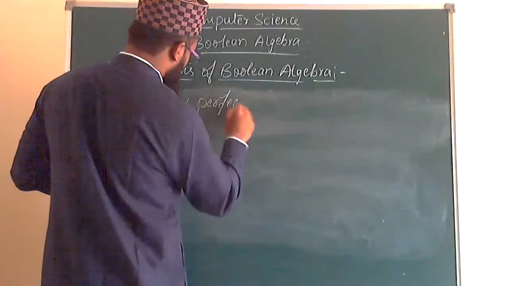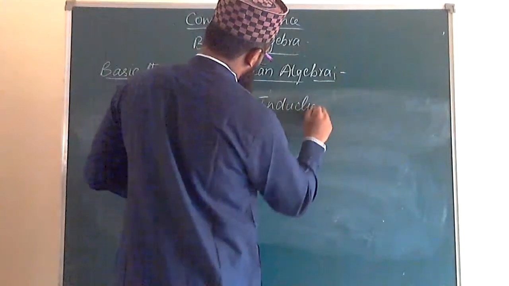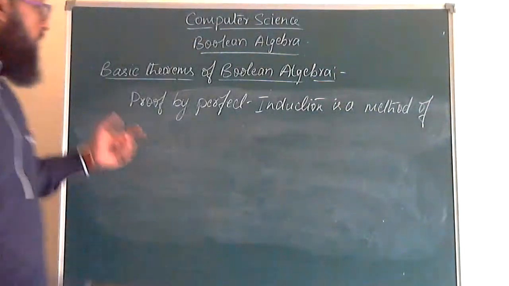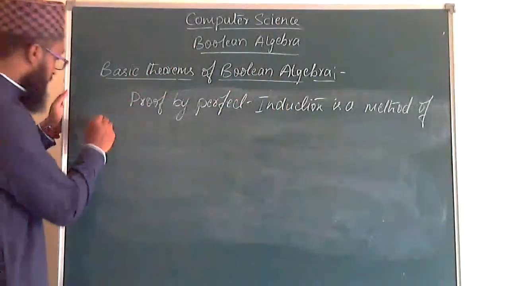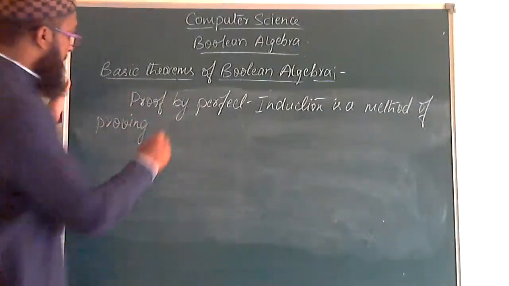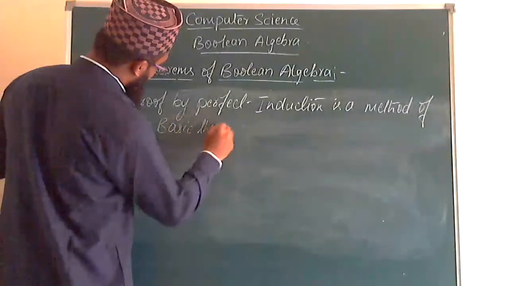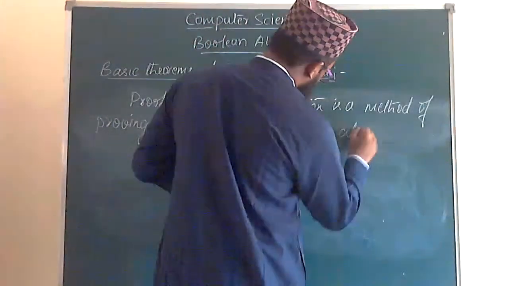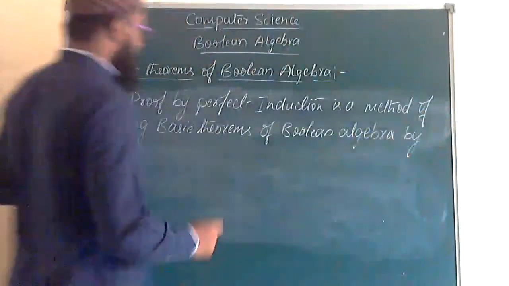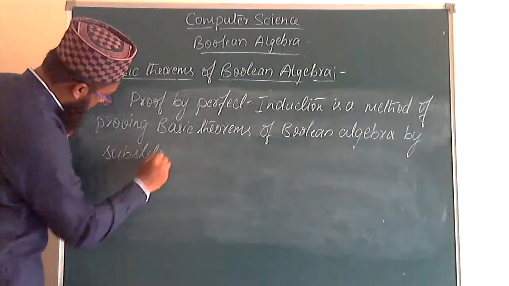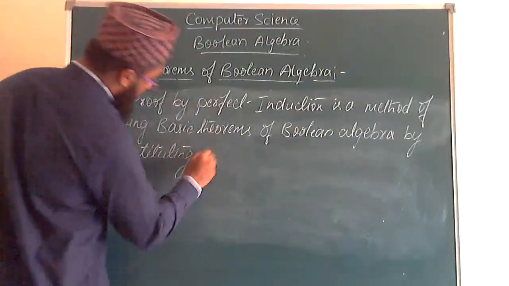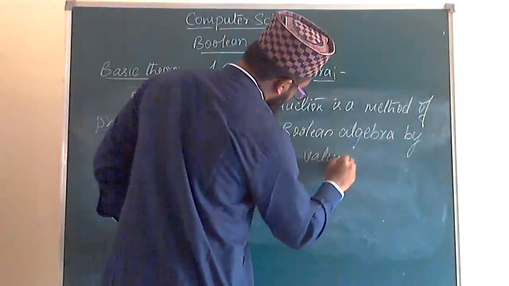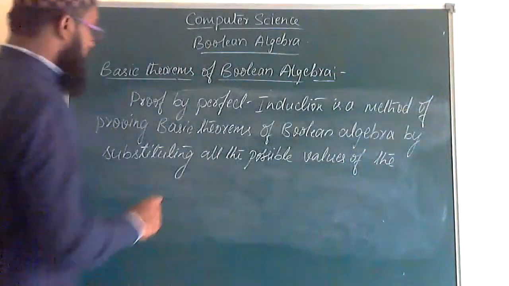Proof by perfect induction is a method of proving basic theorems of Boolean algebra by substituting all the possible values of the variables.